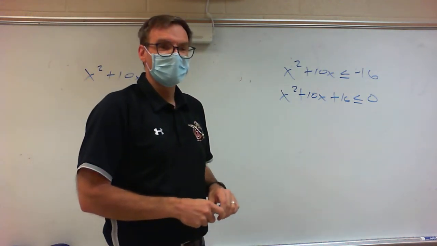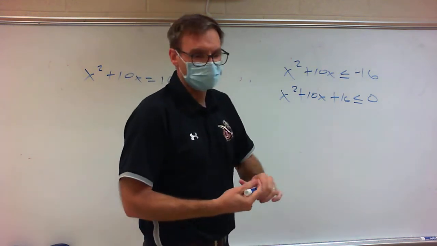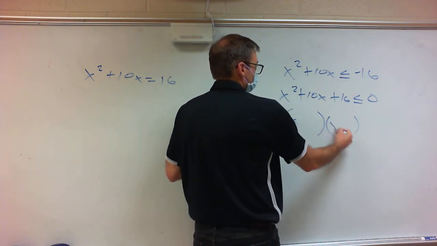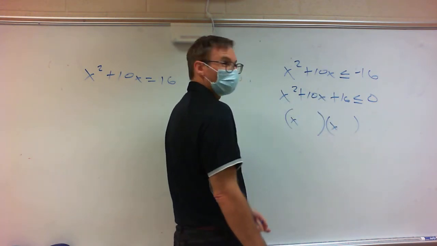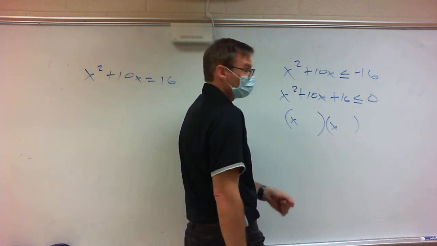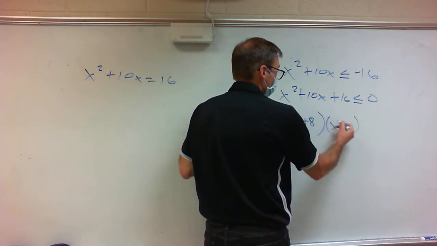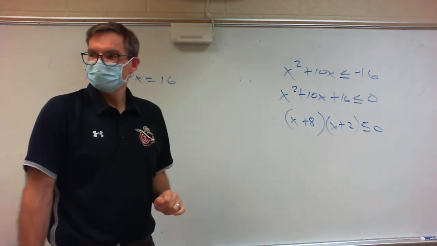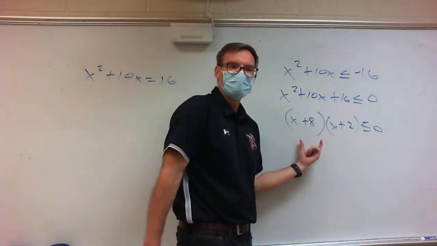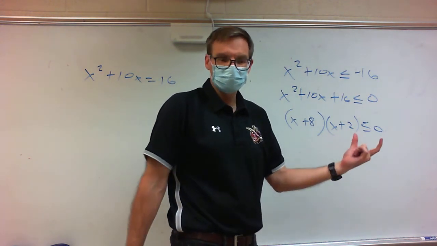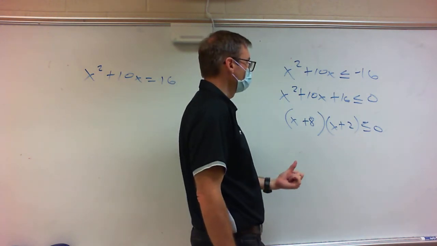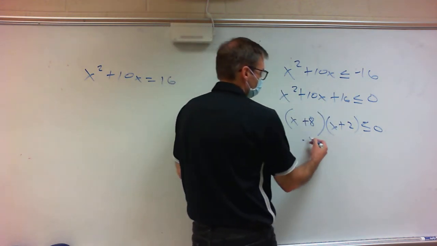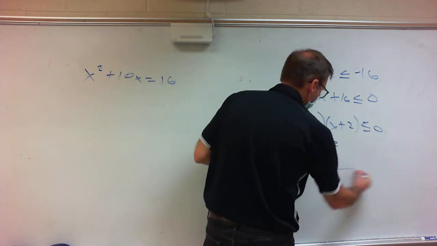So how does this factor? Well, let's see, an x and an x, 16, 4 and 4, not going to give me the 10, but I bet 8 and 2 does. So plus 8 and a plus 2. And so now, what are my boundary points? Wait, how would that give you 10? Yeah, 8x plus 2x gives me 10x. Oh, so my boundary points are -8 and -2.